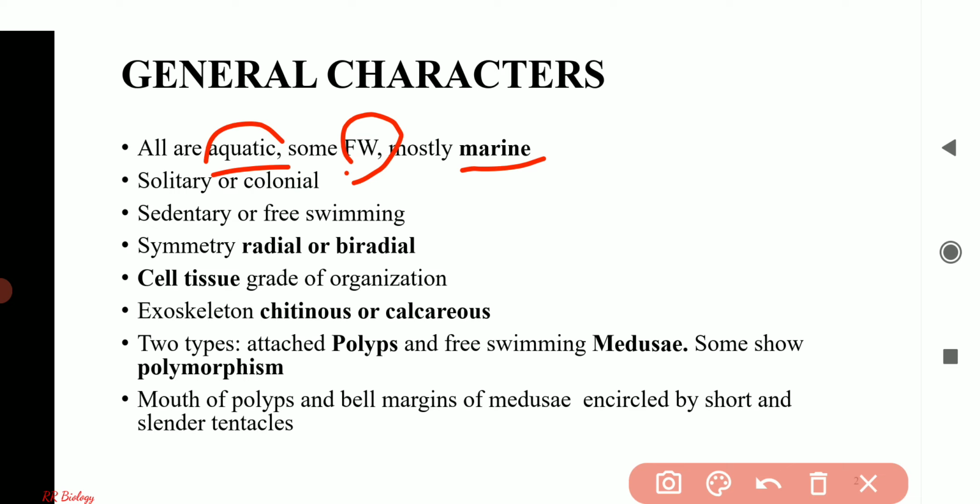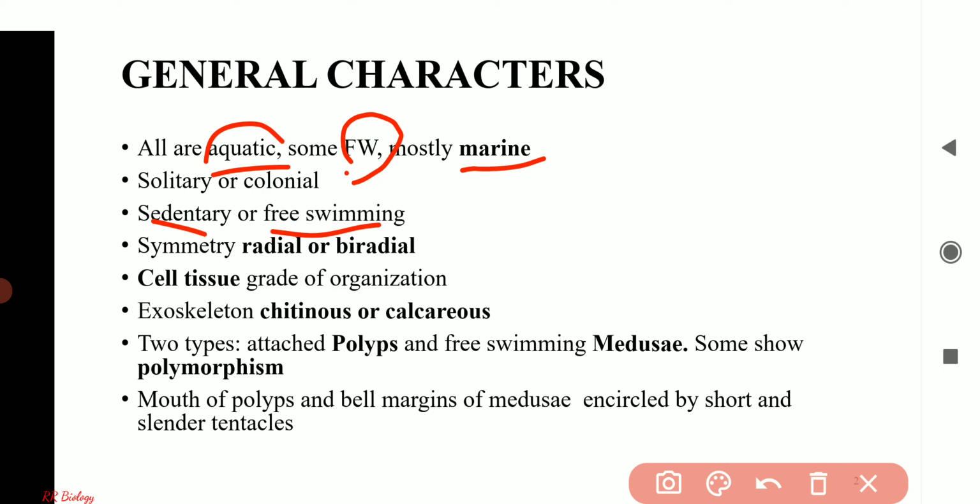They may be solitary or colonial. They may be living in a solitary mode or in colonies, and they have a sedentary mode of living, or they may be free swimming. That means they may be fixed at one position, or they may be free swimming here and there.